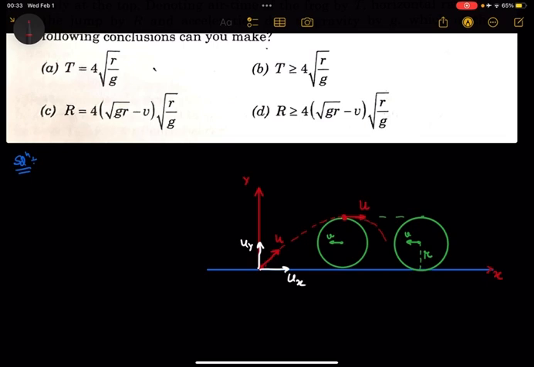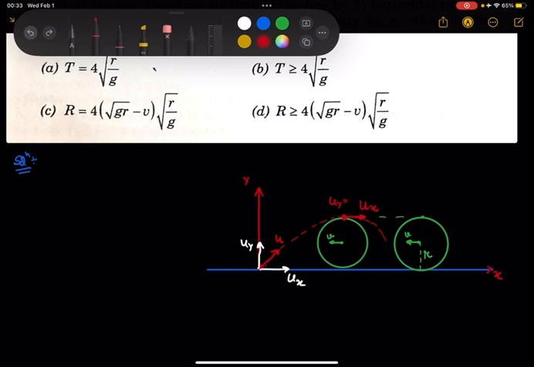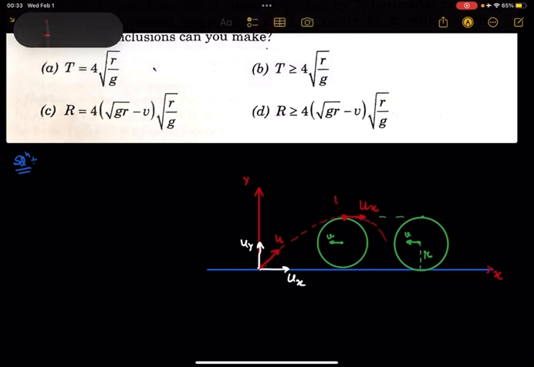Here the velocity is ux only remaining. This is the topmost point of the trajectory of the particle, and uy is 0, so the velocity along the y direction is 0. Finally you can say that this frog is performing a projectile motion. If the frog is performing a projectile motion, then the maximum height of the frog is 2r.